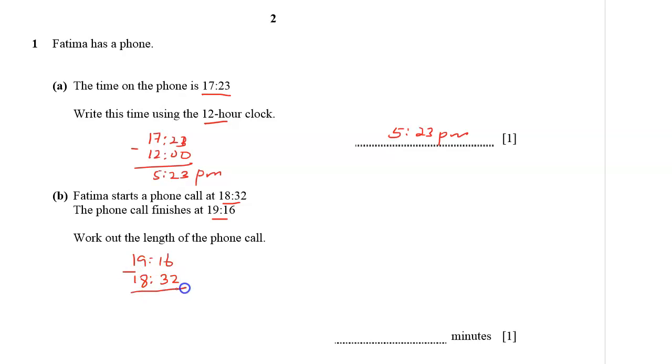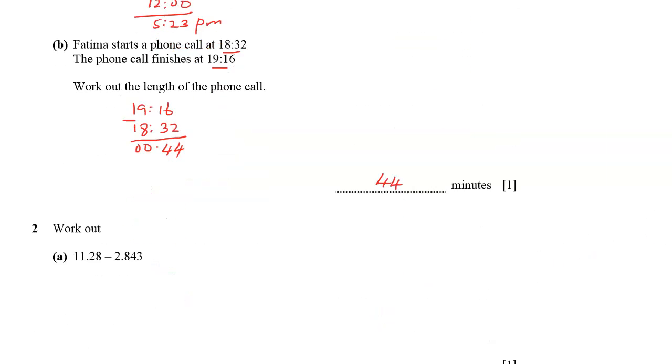So we do subtraction. You'll get this is 4. Of course, 6 is less than 3, so we borrow 1 from 9. It becomes 7, and 7 minus 3, we get 4. Of course, this is 8, that is going to be 0, 0. So the phone call lasted 44 minutes. Quite a long call there for Fatima.